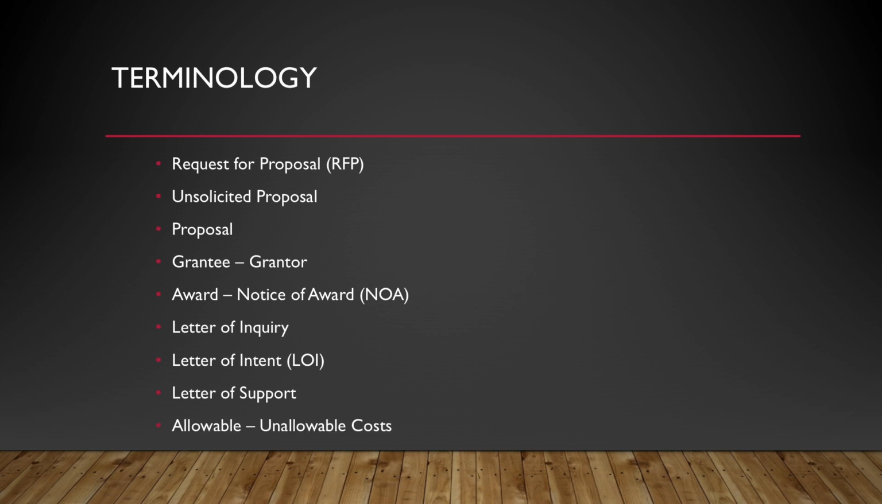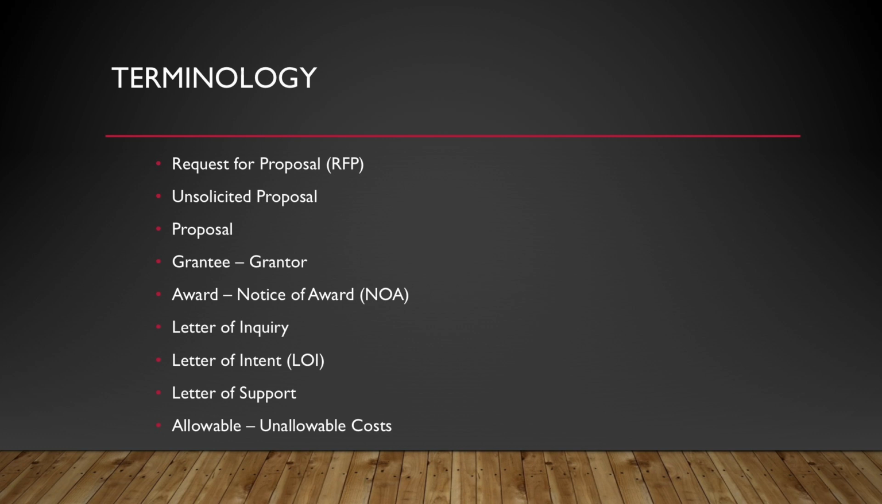Our last one on this slide is allowable and unallowable costs or expenses. And that comes down to the RFP. In most RFPs, or requests for proposals, they're going to outline to you what's an allowable cost, what's an allowable expense. Can you buy food with this grant money? Can you buy equipment? Can you pay for staff time?